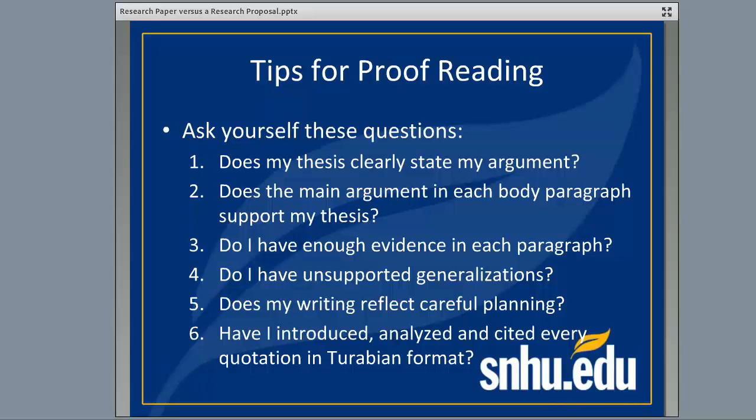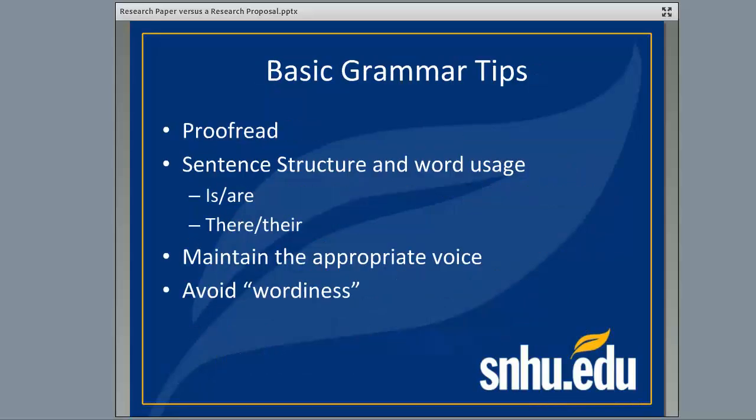Number 4 is very important because when we do our writing, we want to make sure that we are focusing on providing evidence for everything that we state within the work. We want to make sure that we don't have opinions, and we do that by placing a focus on historical research. Number 5, does my writing reflect careful planning? Number 6, have I introduced, analyzed, and cited every quotation in Turabian format?